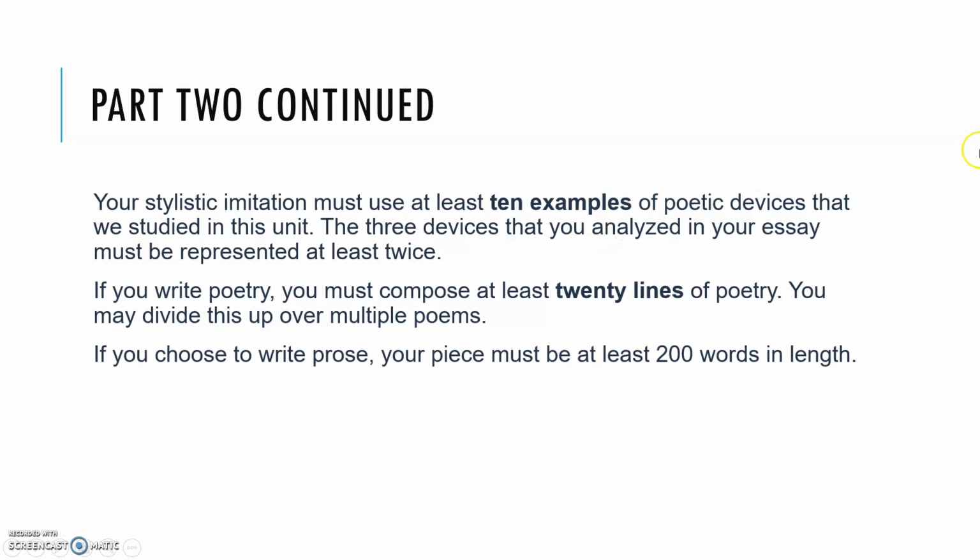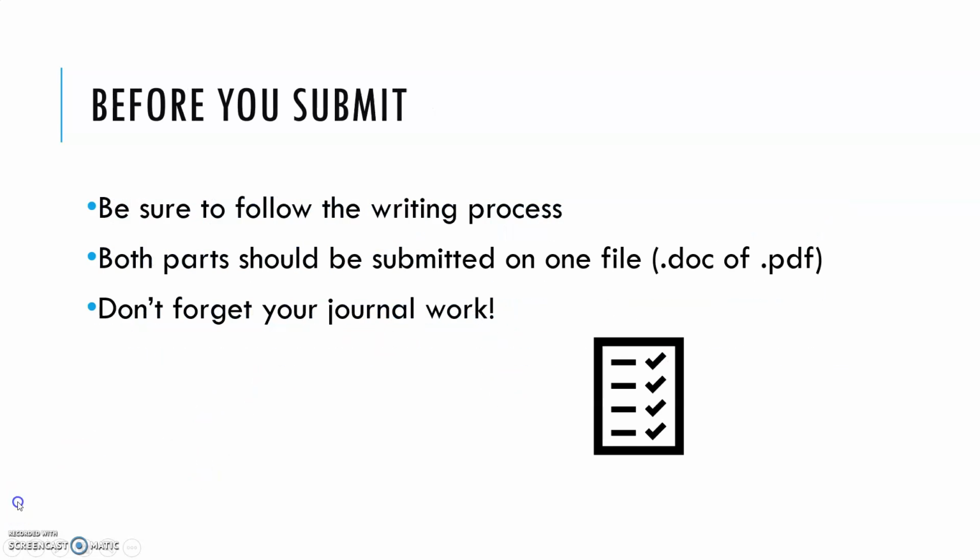You should use at least 10 examples of poetic devices. If you highlight them for me, that definitely makes it easier for me to grade, but it's not required. If you write poetry, you need to do at least 20 lines. And if you're writing prose, you need to have at least 200 words. Feel free to write more. This is just the minimum requirement.